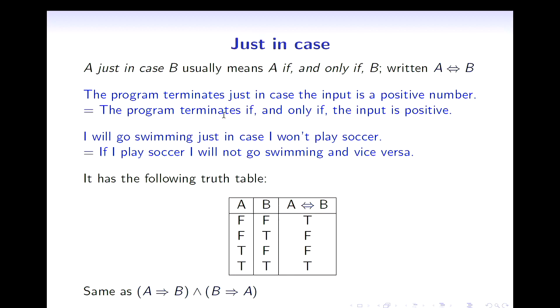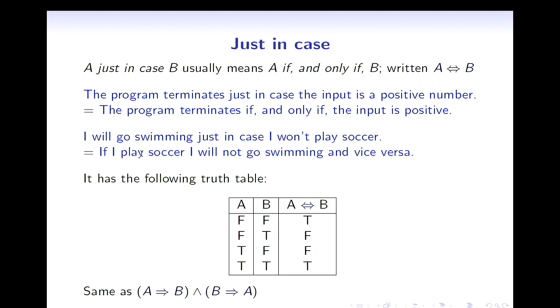As an example, the program terminates just in case the input is a positive number, means the program terminates if and only if the input is positive. In this case, we have that positive number or positive input is both necessary as well as sufficient. So we can conclude it in both directions. We can say if the program terminates, we gave it a positive number, and if we gave it a positive number, then it terminates.